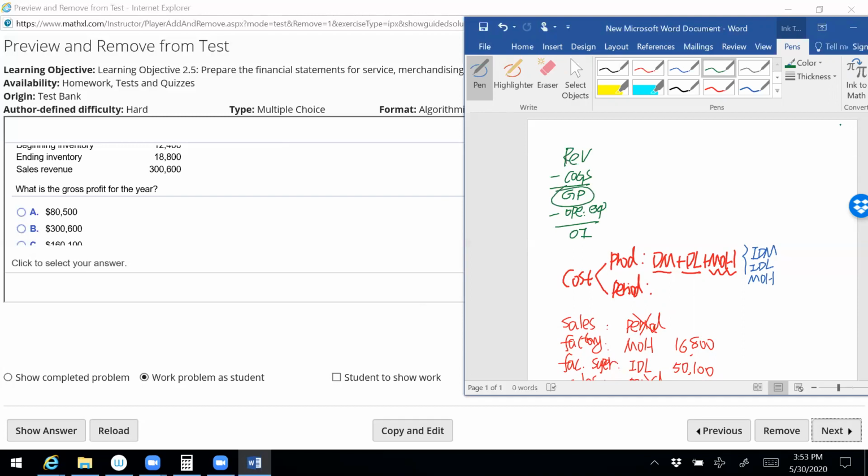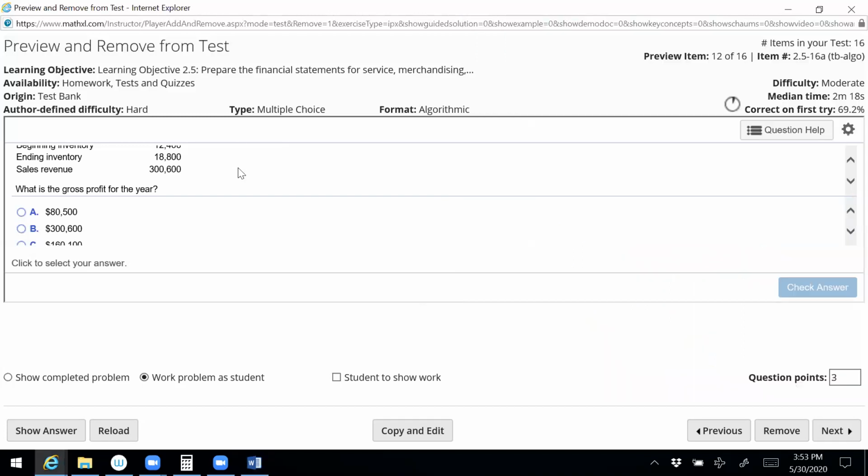So you need to get your revenue and cost of goods sold. You already have your revenue. The general idea is how do you get your cost of goods sold, right? You have beginning, you have a purchase, you have ending, so you should be able to get your cost of goods sold by yourself. I don't worry about this one either.